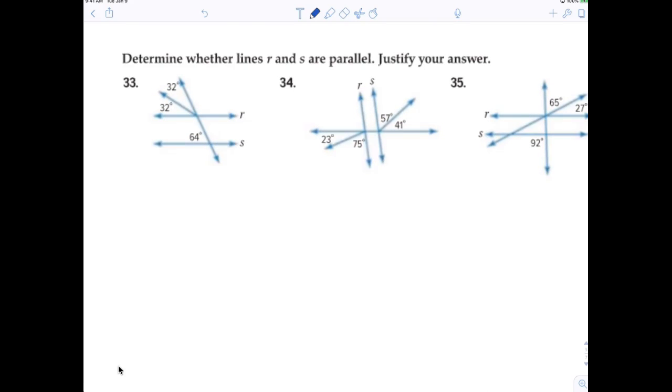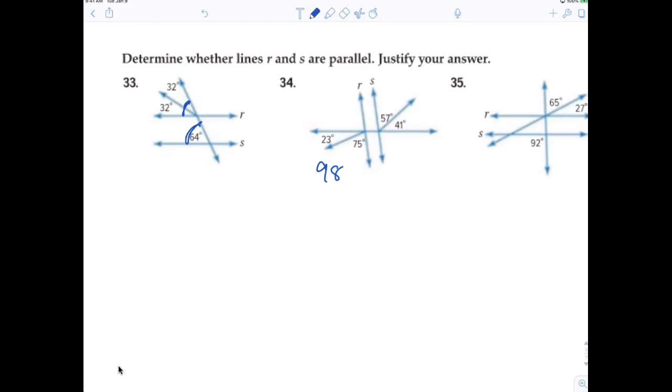33, are those parallel? R and S. Are R and S parallel? Yeah. Because 64, yeah, this angle is congruent to this angle, therefore they are parallel. All right, let's see if R and S are parallel on the next one. Why? This angle right here is 98. Yes, they are. They're parallel.